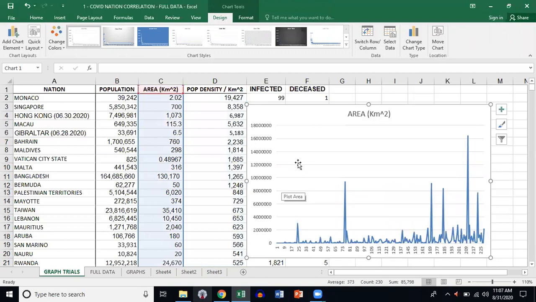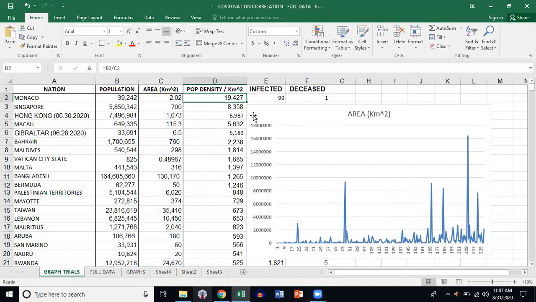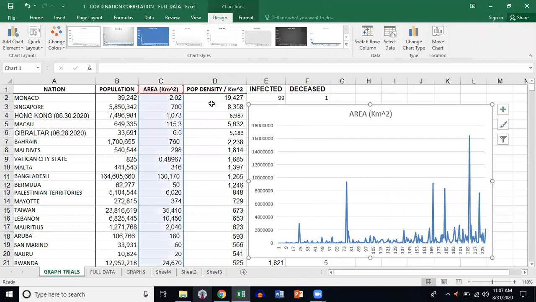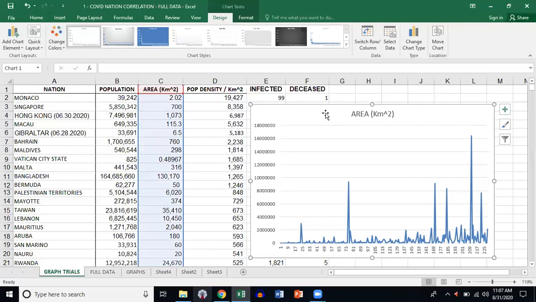Whoops, sorry. Back to, whoops. No, I stretched the wrong way. Let me go back and erase this. Delete.